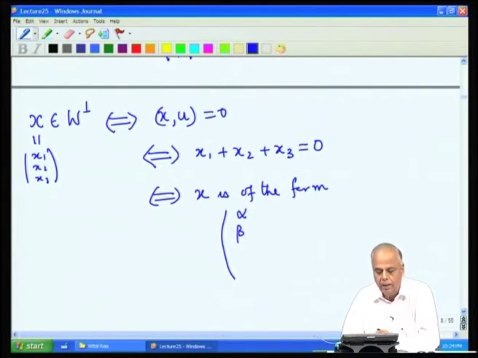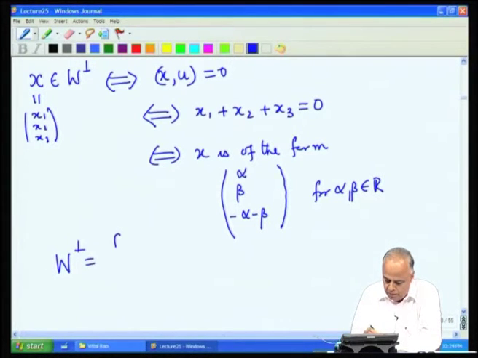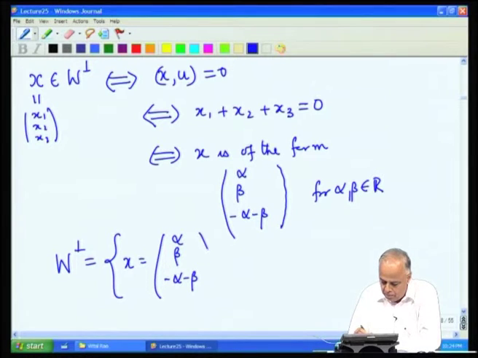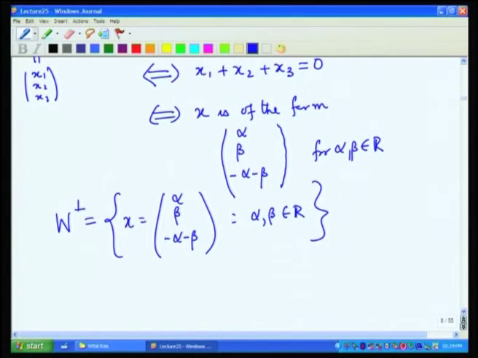alpha, beta, and so on. x 1 and x 2 can be anything, but the moment you give any values for x 1 and x 2, to make the total sum 0, we have to make the third component minus alpha minus beta, for alpha, beta in R. And therefore, we get W perp to be the collection of all vectors of the form alpha, beta, minus alpha minus beta, where alpha and beta belong to R. So, the original space W now has this orthogonal complement which consists of vectors whose third component is the negative of the sum of the first two components.